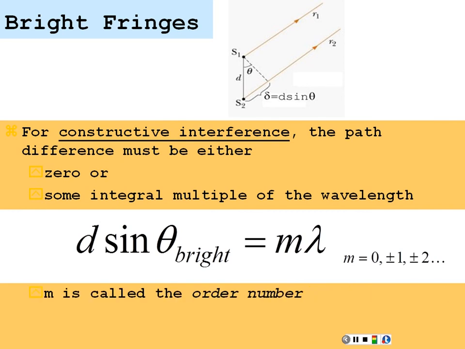M is called the order number. The 0th order corresponds to the central maximum. First order is the first maximum fringe from the central maximum on either side. Second order is the second bright fringe. Third order is the third bright fringe, and so forth and so on.